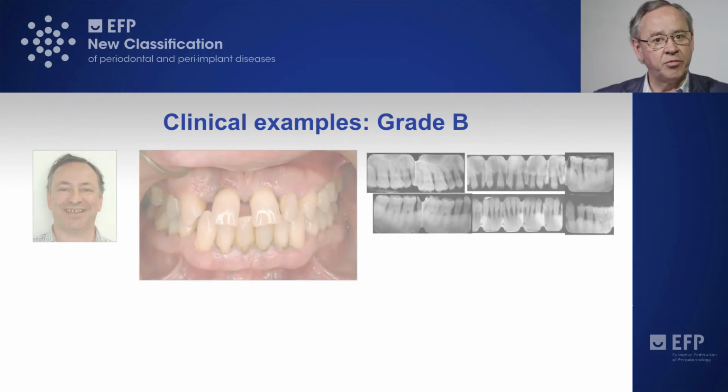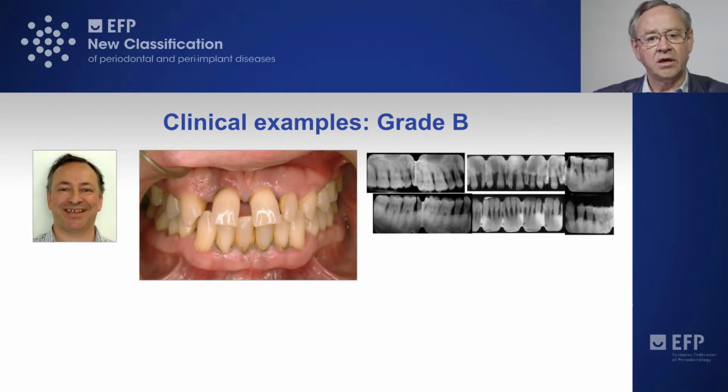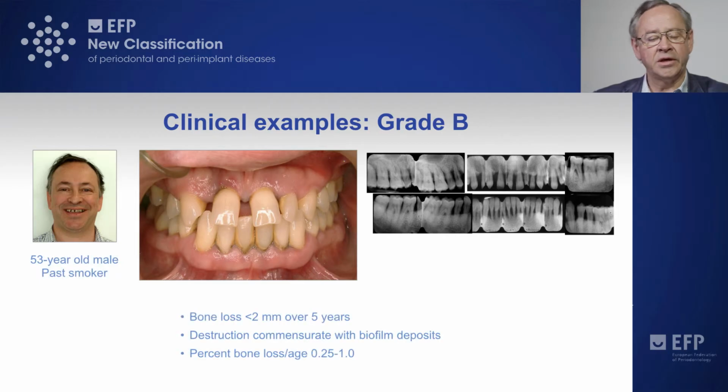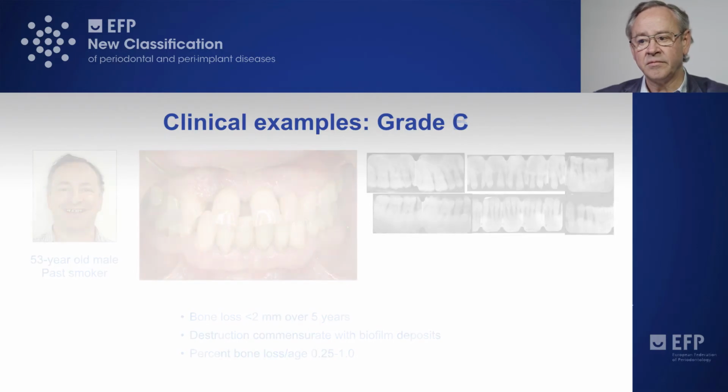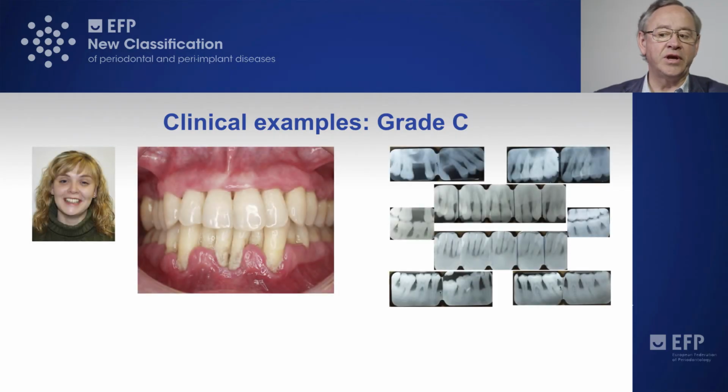Here is another example of a grade B periodontitis stage 3 patient, where the patient has bone loss which is less than 2 millimeters over the 5 years. The destruction is commensurate with the biofilm deposits, and there is a percentage of bone loss to age, again, between 0.25 and 1. Here is a clinical example of grade C.